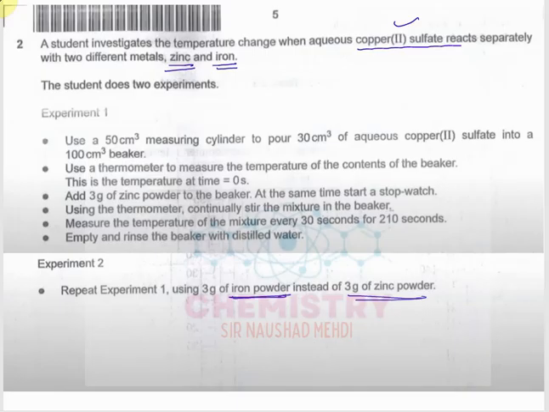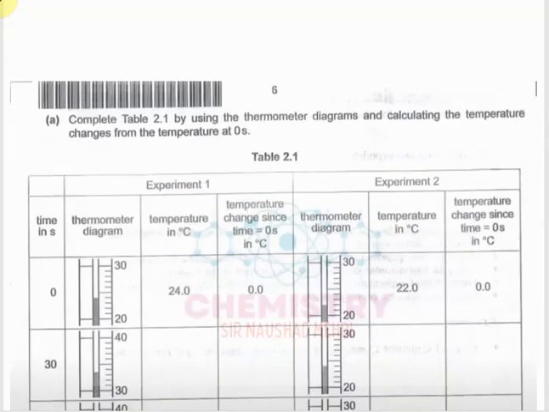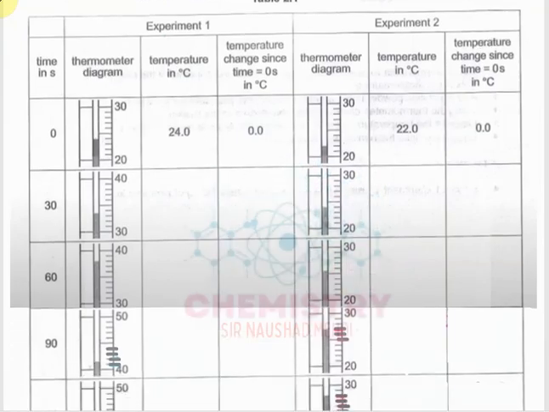And these are the steps. First of all he took a 50 centimeter cube measuring cylinder, and in that measuring cylinder he poured 30 centimeter cube of copper 2 sulfate. Then he used a thermometer to measure the initial temperature, at time 0 seconds. Then he added 3 grams of zinc powder into the beaker, started the stopwatch, and using the thermometer he recorded the temperature every 30 seconds. Here is the table given for this question.